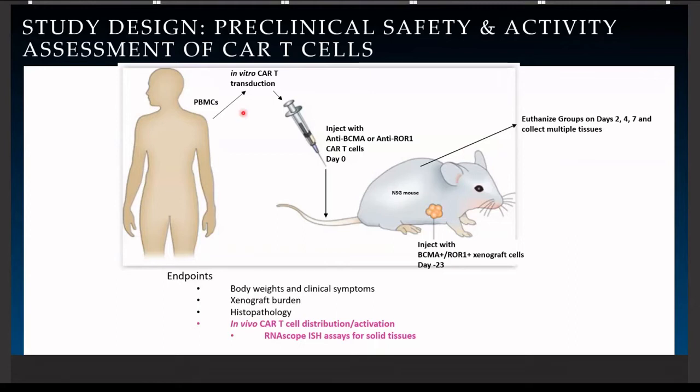So they transduced CAR T cells in vitro and injected either anti-BCMA or anti-ROR1 CAR T cells in this xenograft mouse model. This mouse already had xenograft tumors, after which the treatment was injected. And the goal of the study was to assess how safe these CAR T cells were. What was the biodistribution of these CAR T cells like in the tumor? And was there an actual activation of the CAR T cells in presence of the antigen?